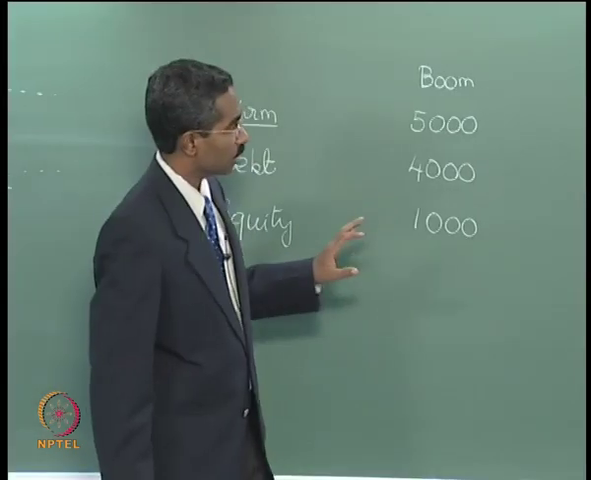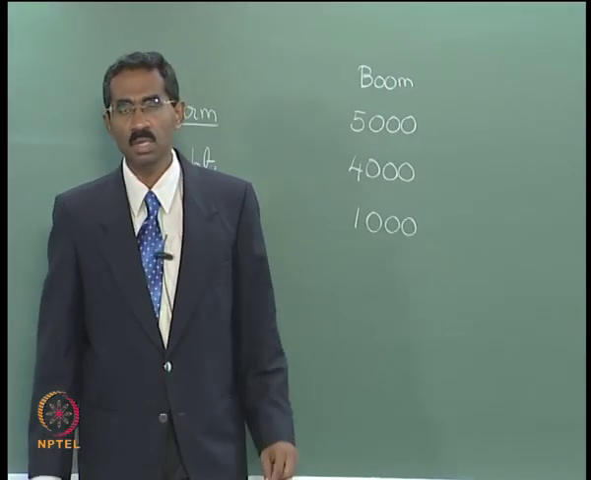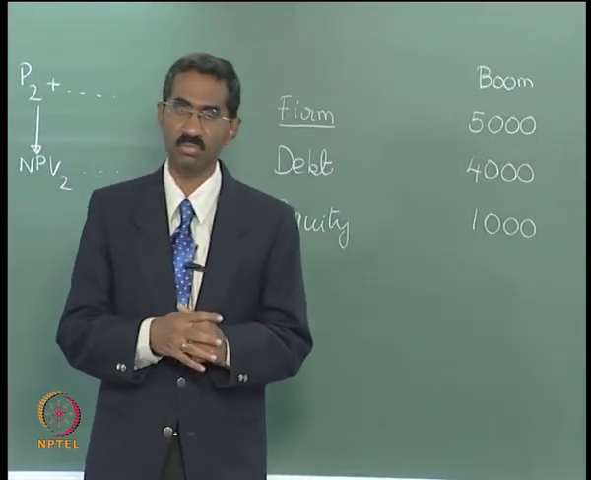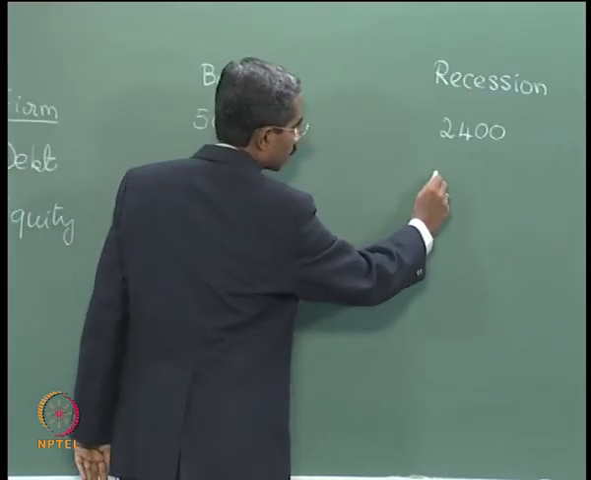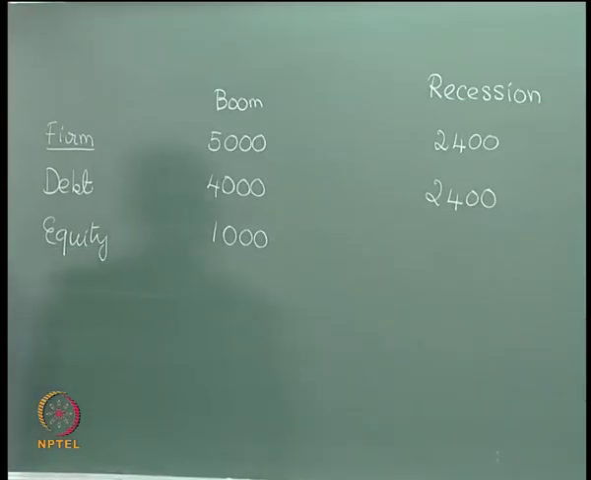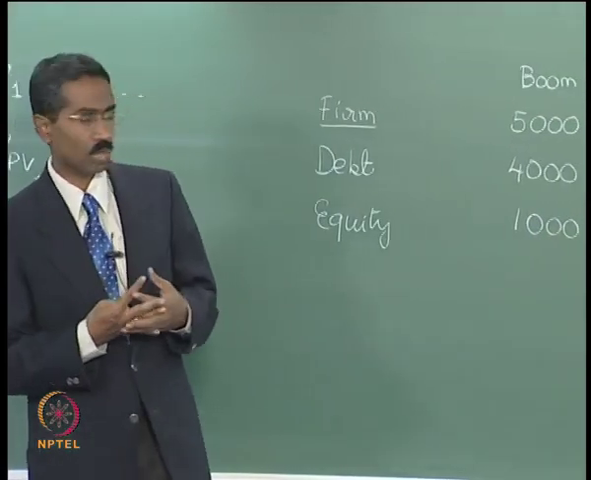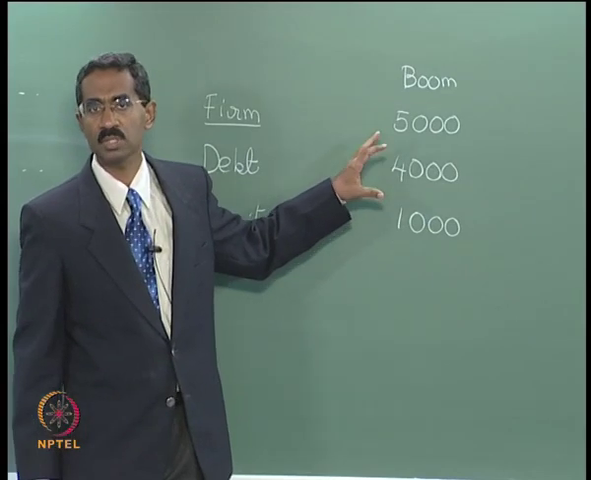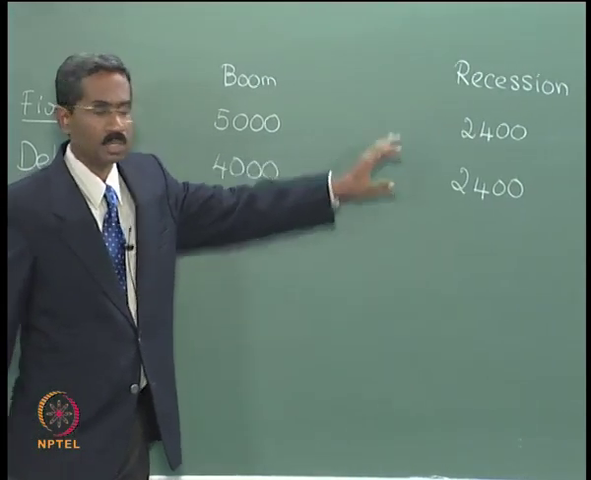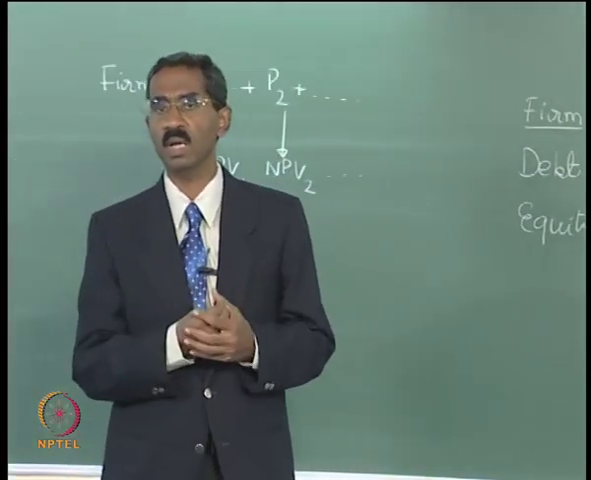Now let us look at what happens in a recession. In a recession, the firm has a value of only 2,400. Therefore the debt holders will not get paid the entire 4,000 that the firm owes to them, and the maximum that the debt holders will get is 2,400, because that is the maximum value of the firm. The firm will not be able to pay the entire debt level of 4,000 given the recessionary conditions in the economy. And the equity holders during a recession get nothing, simply because all the value is expropriated by the debt holders.